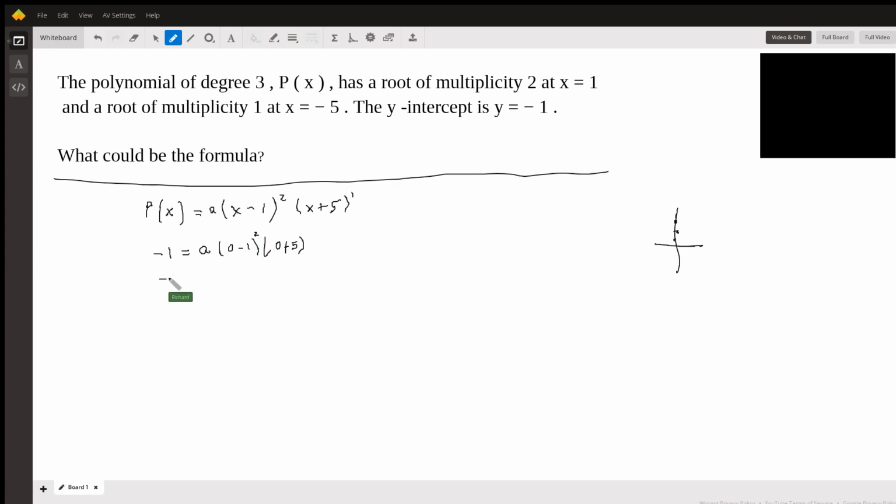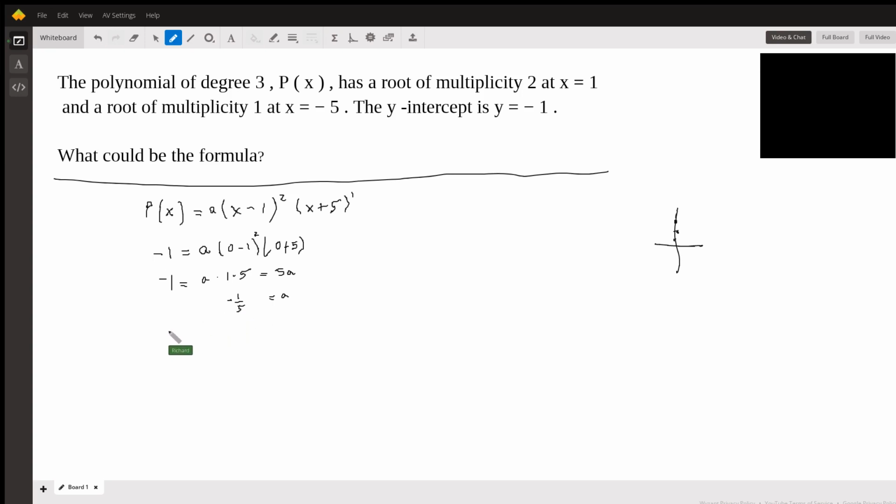And so negative 1 is equal to a times 1 times 5. So that's going to be 5a. So a is going to be equal to negative 1/5.